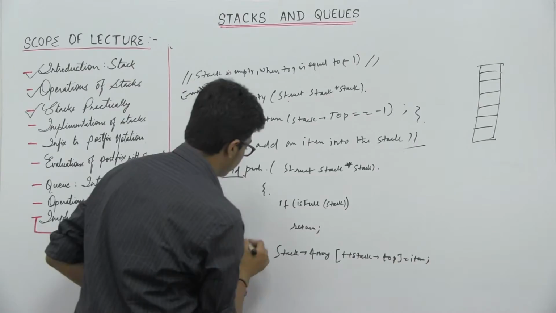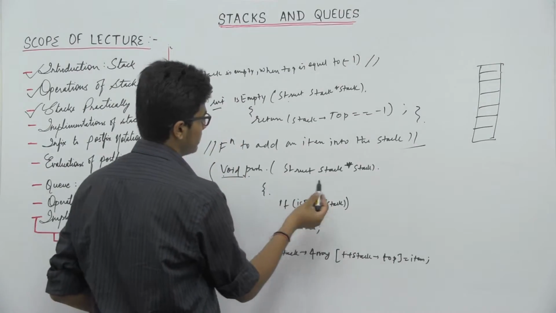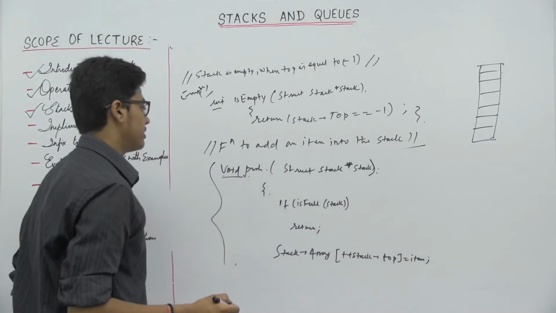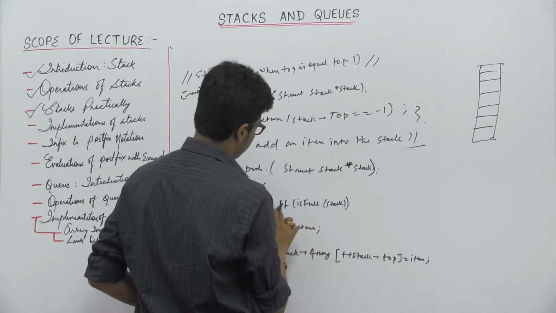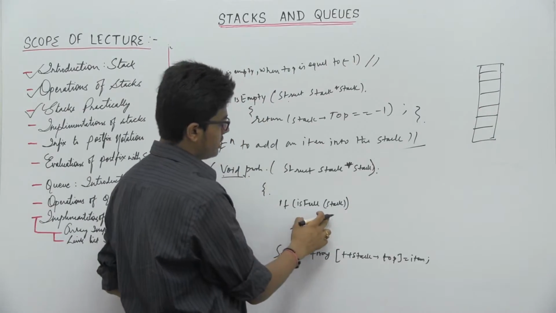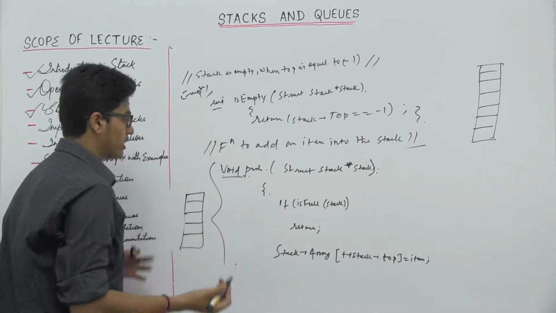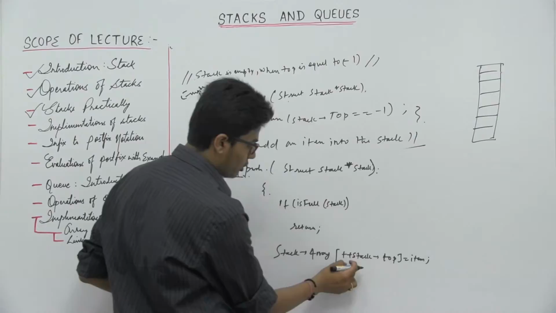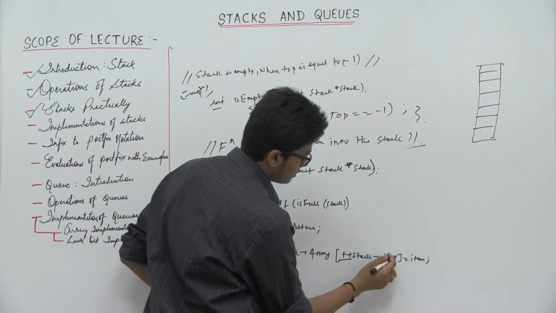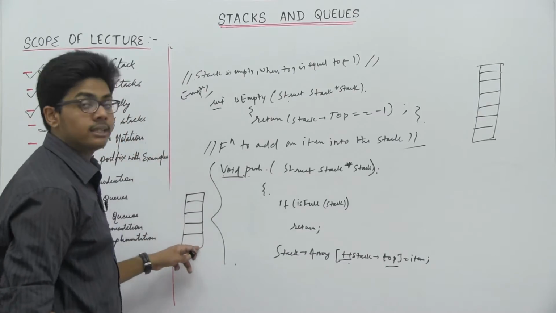In this void push operation, inside the function we pass an argument, struct stack pointer stack. If the stack is in full condition, then return. If not, then stack of array of plus plus top, this is the pre-increment of the stack top, and it is stored in the top position, which is equal to the item, that is the item stored in the stack.